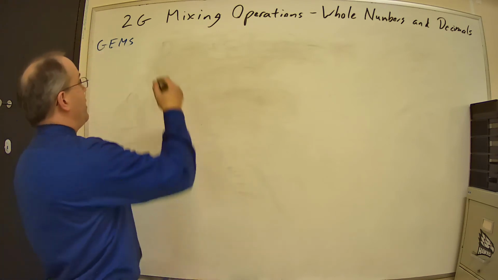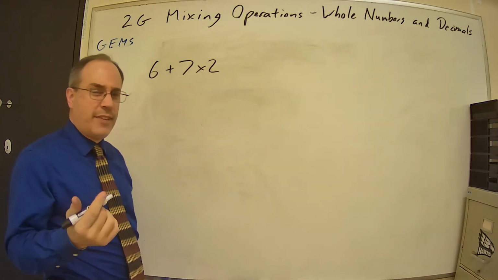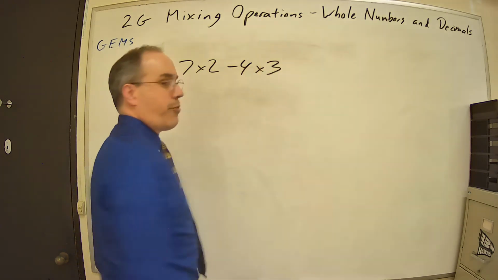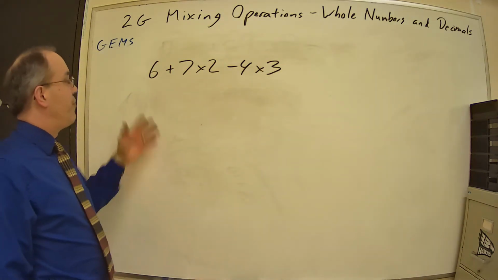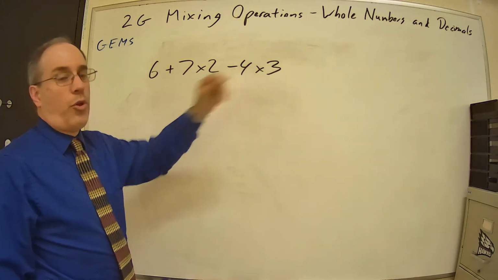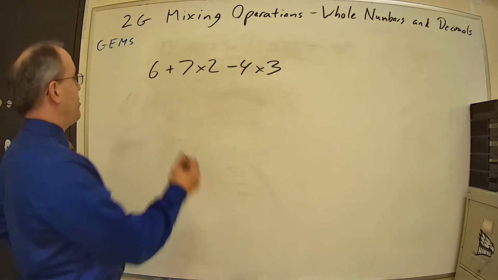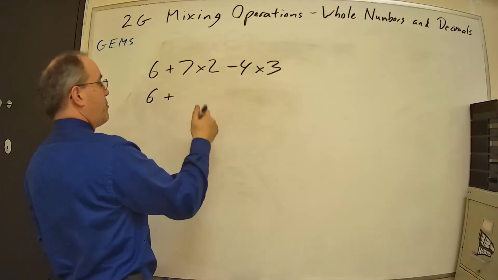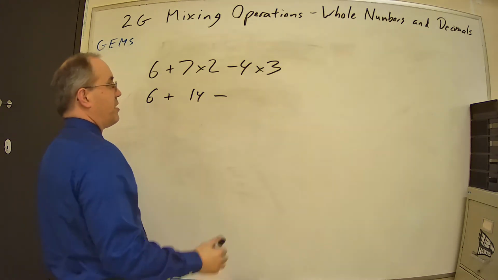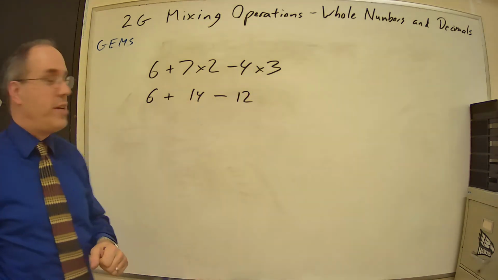What if I have 6 plus 7 times 2 minus 4 times 3. So we don't have any grouping here. We have addition, multiplication, subtraction, and multiplication. So no grouping, no exponents, multiplication, division. We only have multiplication there, so we're going to go 6 plus 7 times 2 is 14, minus 4 times 3 is 12. Right? Order of operations says multiplication is going to come before that subtraction.